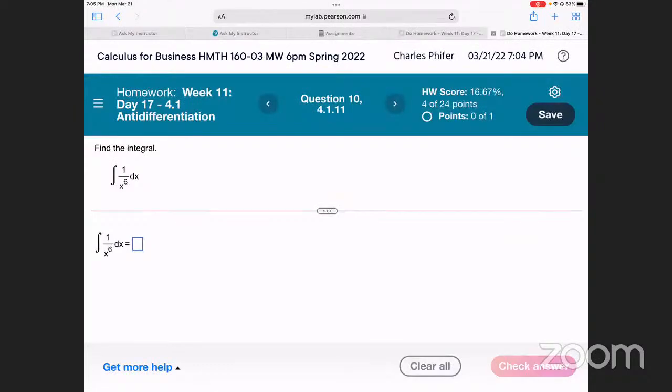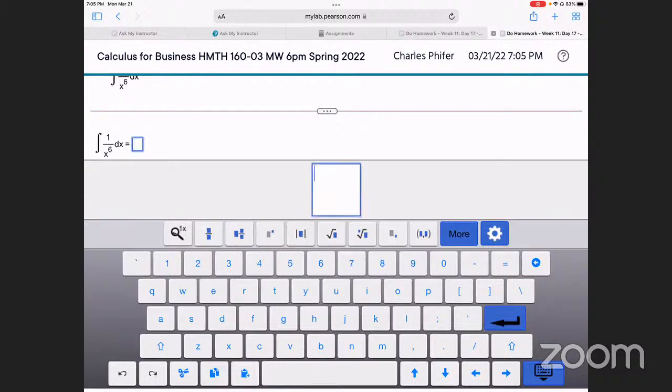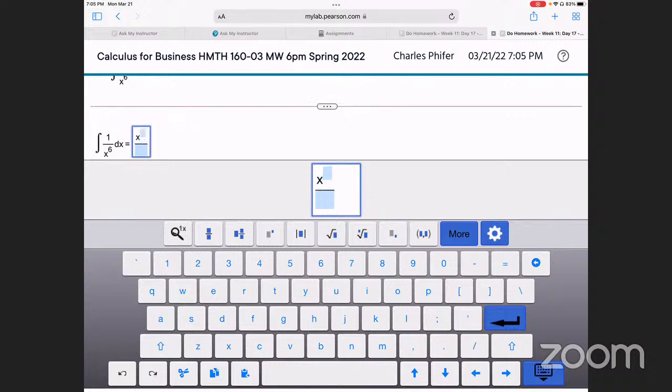So I think that's x to the power... no, that's 1 over, okay. That's 1 over x to the 6, so that's the same as x to the negative 6. If we're starting with x to the negative 6 and we add 1, that's going to become x to the power of -5 over -5. We can just put the -5 here. That should be fine. Then we're going to say plus c.